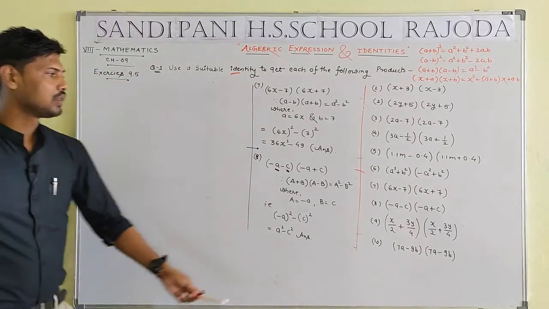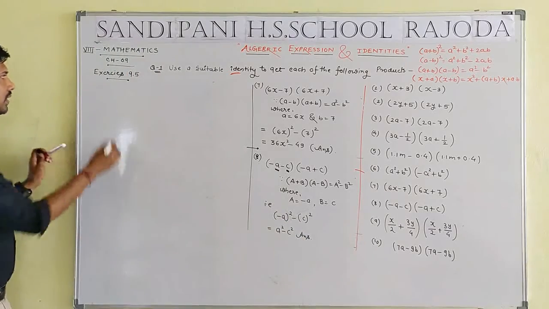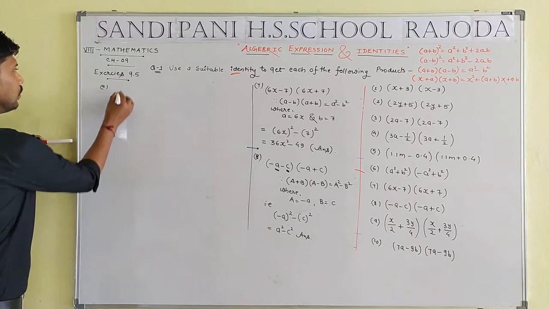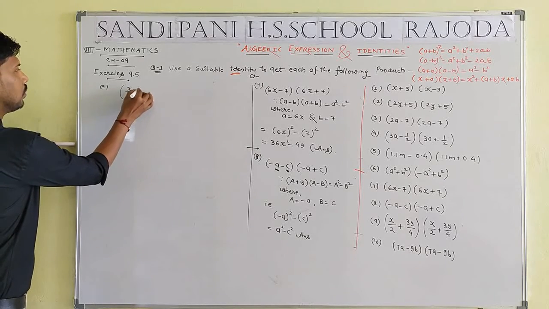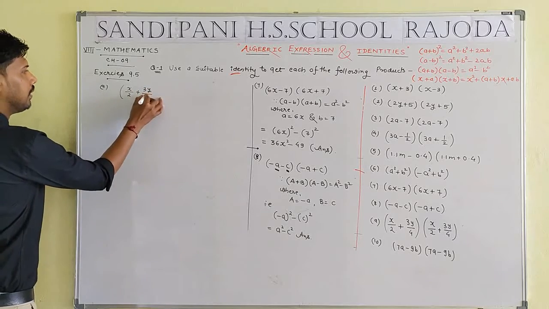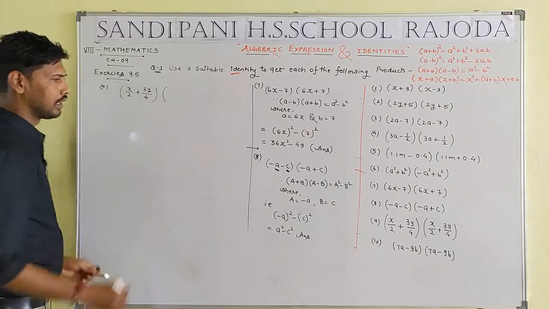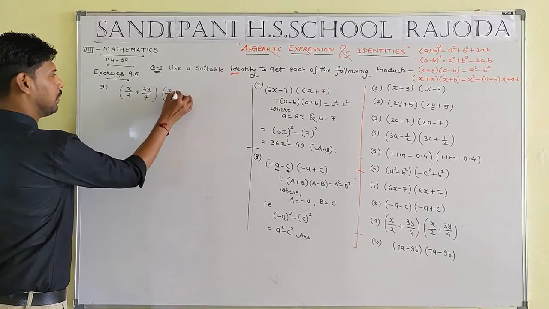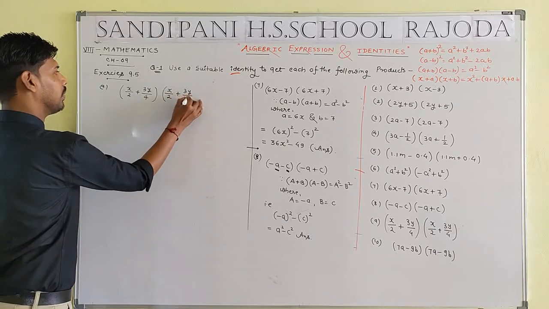Now next question, question number 9. What is the demand of question number 9? Question number 9: (x by 2 plus 3y by 4) in one bracket, and in another bracket (x by 2 plus 3y by 4).